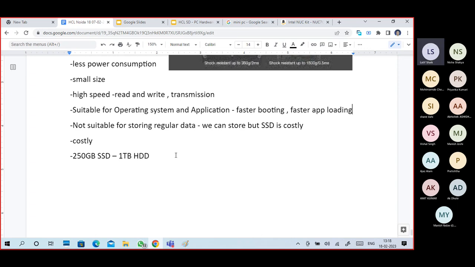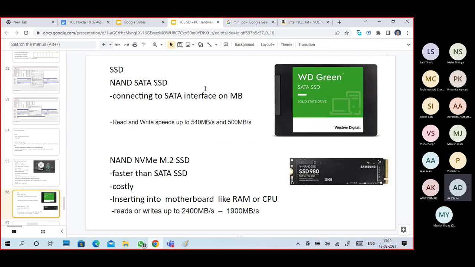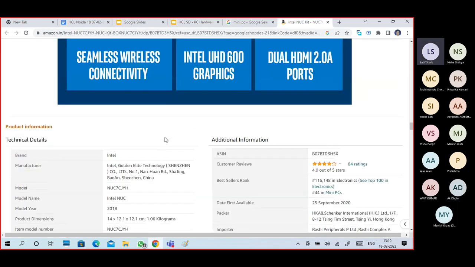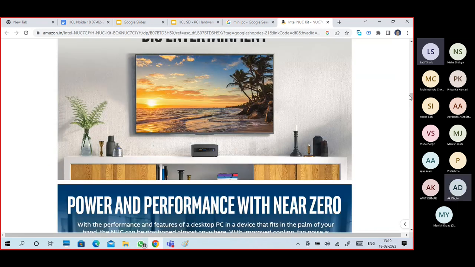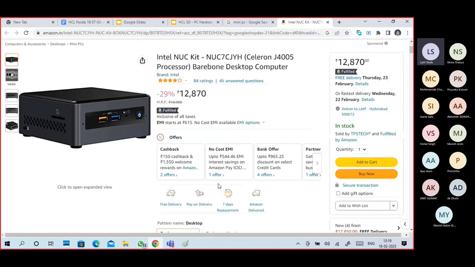It is a costly one. Try to compare 1 TB of normal hard disk to 1 TB of SSD. There are two types of SSDs, compare both. You will find that the SSD costs double, even triple. Now the cost is reduced. Earlier there was almost a 4 times difference.